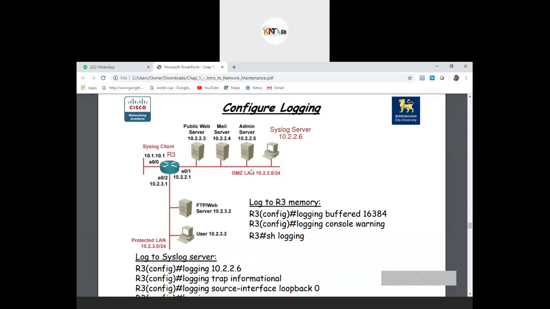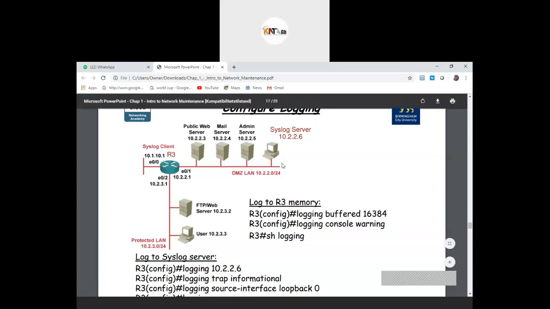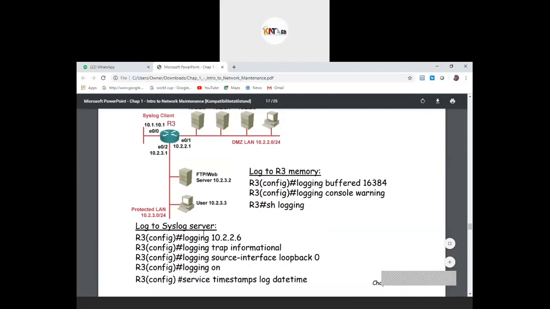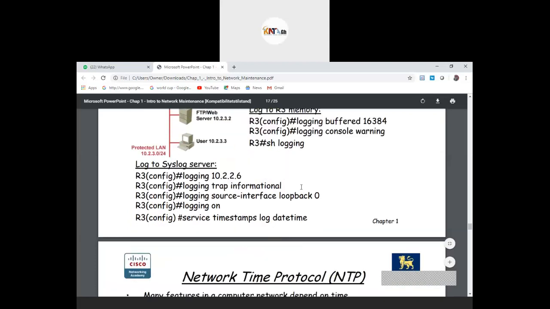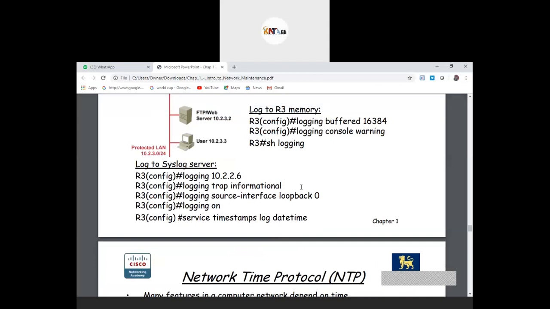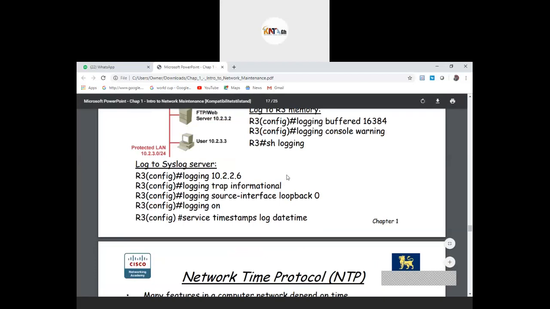Demilitarized zone, yes. So here you have a syslog client. Here, this is a syslog server that contains all the logs, and then you have a protected LAN. So all these configurations will help you to enter into a syslog server or will help you to log into a memory. And when you do CCNA3 proper, all these configurations are there for you to be able to do them.